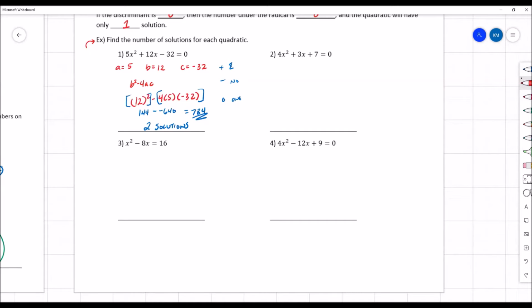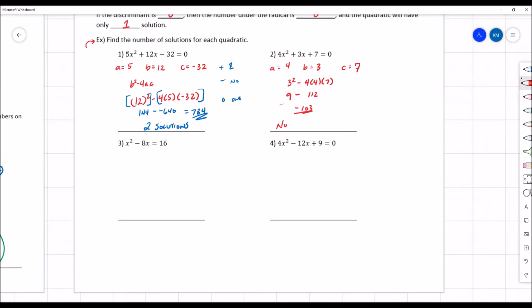We have 4x squared plus 3x plus 7. So identifying a, b, and c is where we should start. A is 4, b is 3, c is 7. Okay, b squared minus 4 times a times c. Plug in those numbers in. That's 9 minus 16 times 7, which gives us 112. 9 minus 112 is negative 103. Again, the important thing is that it's negative. How many solutions does a negative discriminant give us? None.